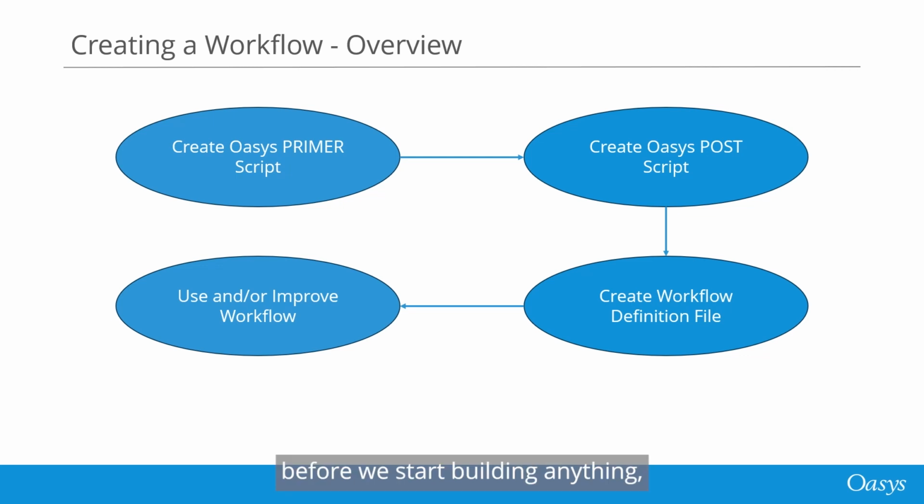Before we start building anything, here is a quick overview of how we will set up our workflow tool. Firstly, we will build our primer script, then build our post script, followed by creating a workflow definition file. At this point, the workflow will run in the workflows framework, and from then on, we can either start to use our workflow or decide to continue improving our workflow.